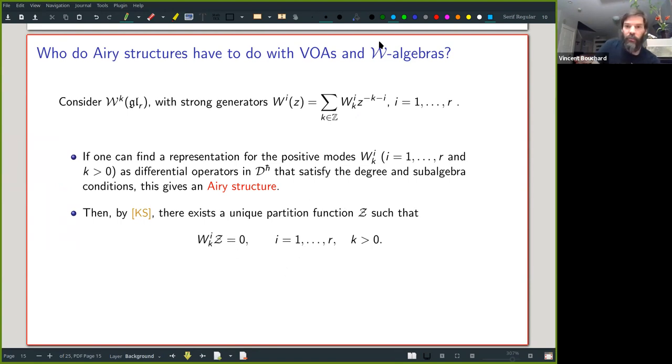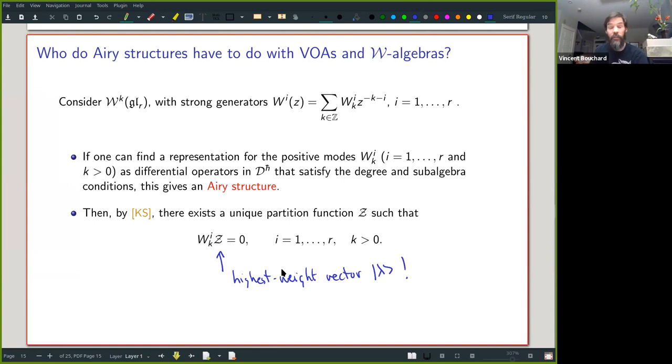But if you remember from a few slides ago, this is something that we know very well in VOAs. This is nothing else than an example of a highest weight vector. It is killed by all positive modes. So what we've done here is that we've identified a partition function of the array structure with the highest weight vector of the W algebra. Isn't that cool? Boom.